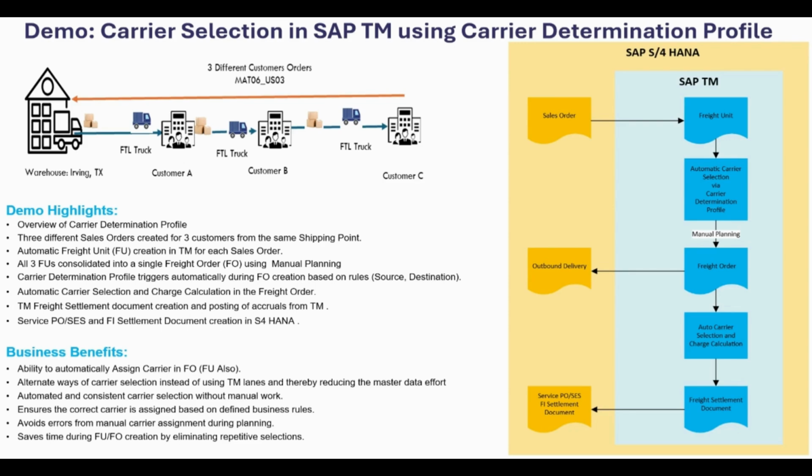The system ensures the correct carrier is selected using predefined business rules such as source and destination. Automation eliminates mistakes that commonly occur during manual carrier assignment. By removing repetitive carrier assignment during FO creation, planners can focus on more planning activities rather than administrative tasks. Overall, this automation makes the transportation process faster, more accurate, and highly scalable. Now let's see this live in the system. Over to you, Nitya.